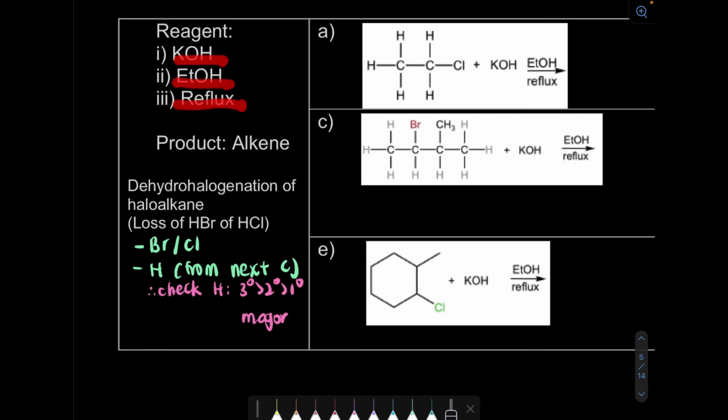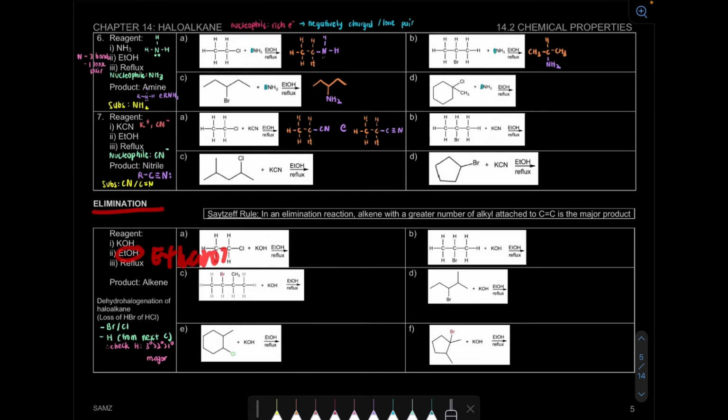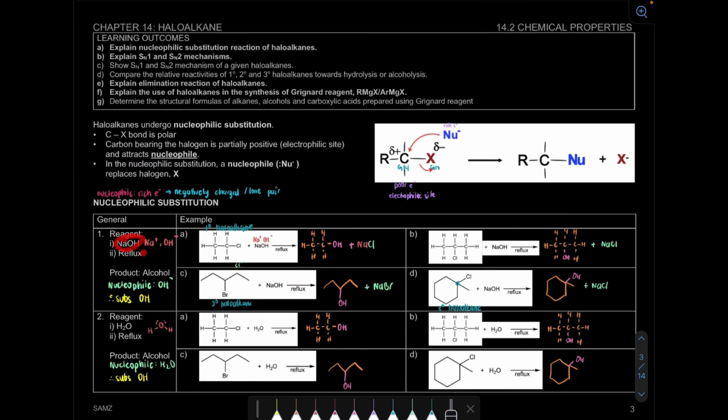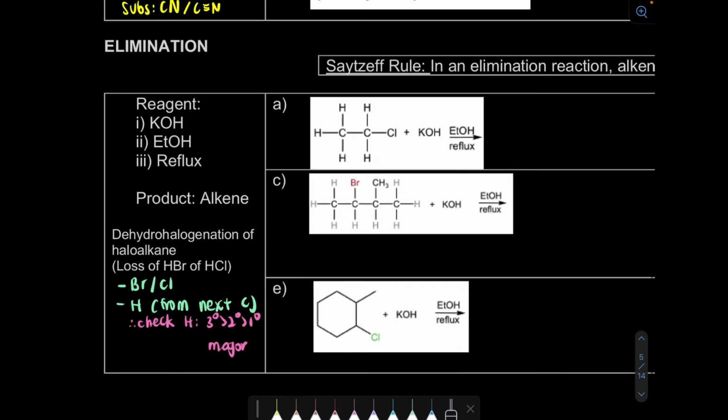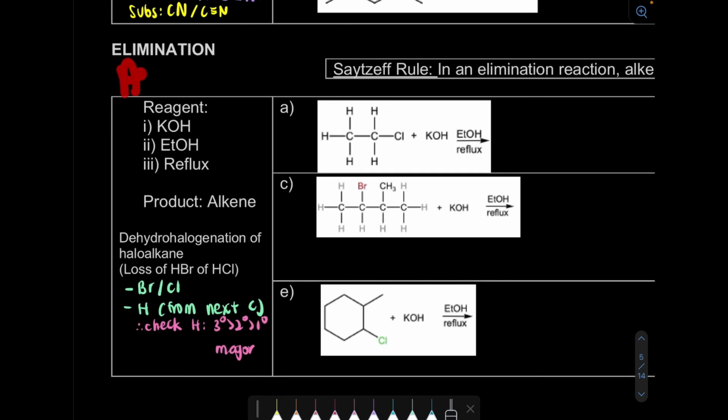Okay, tapi again kali ni we have to make sure dia kena ada EtOH ataupun our ethanol. Itu elimination. If we do not have any EtOH, itu adalah we're going to substitute OH sahaja. For the case of ethanol, barulah adanya elimination reaction. Okay, to form our alkene. Okay, so let's look here.